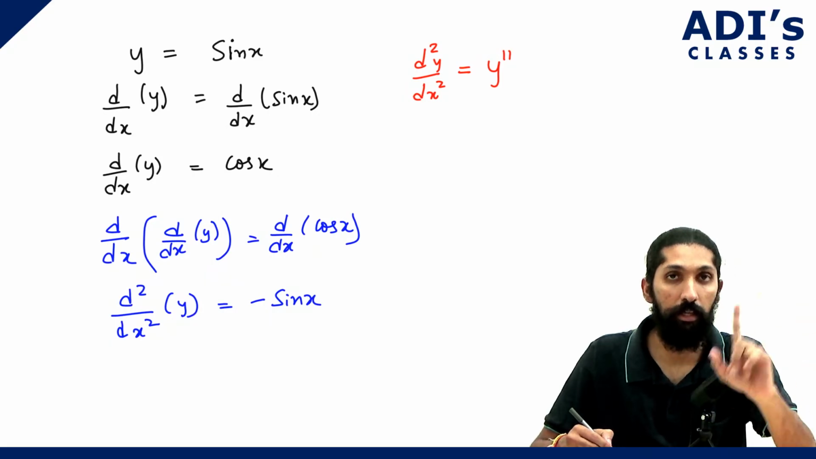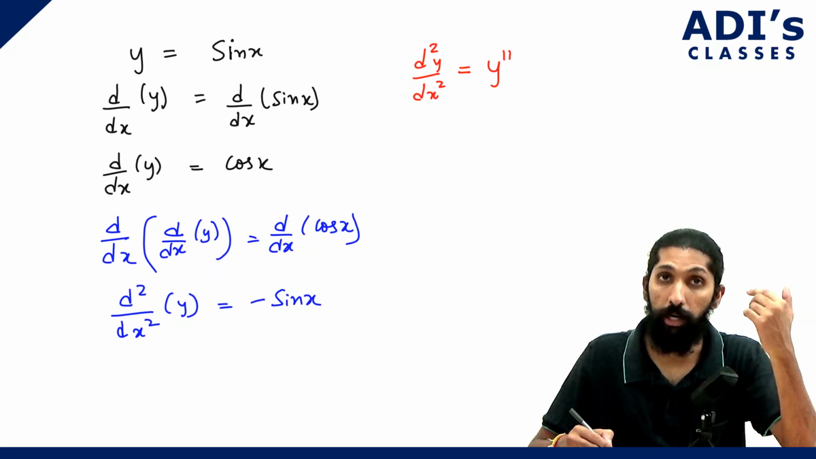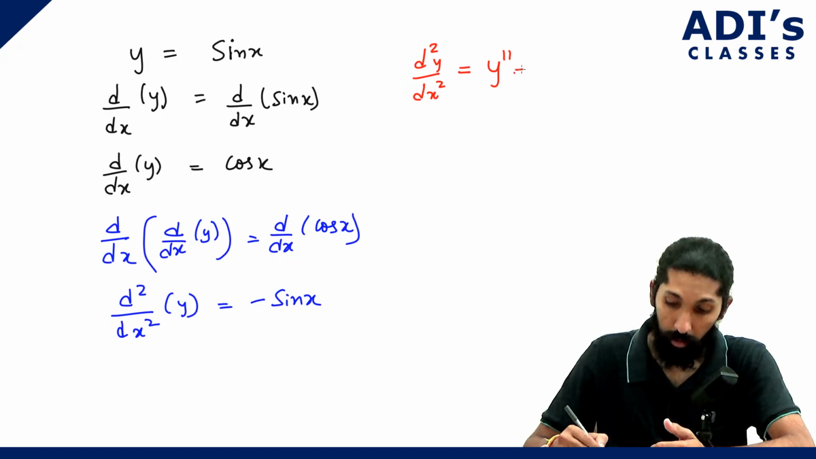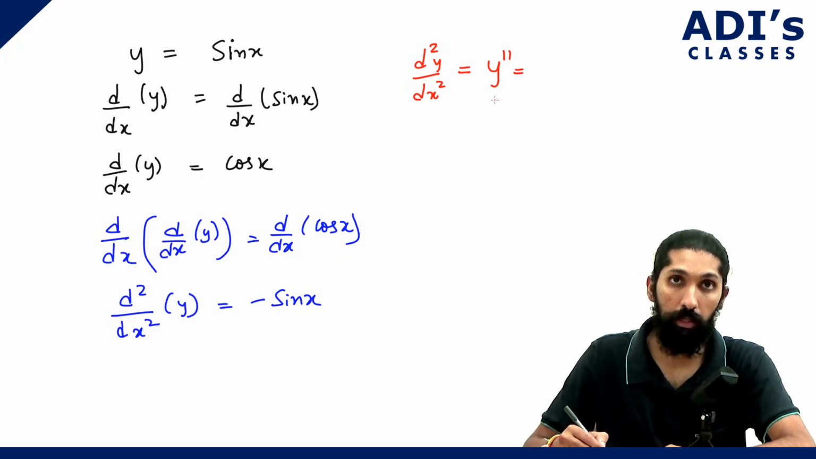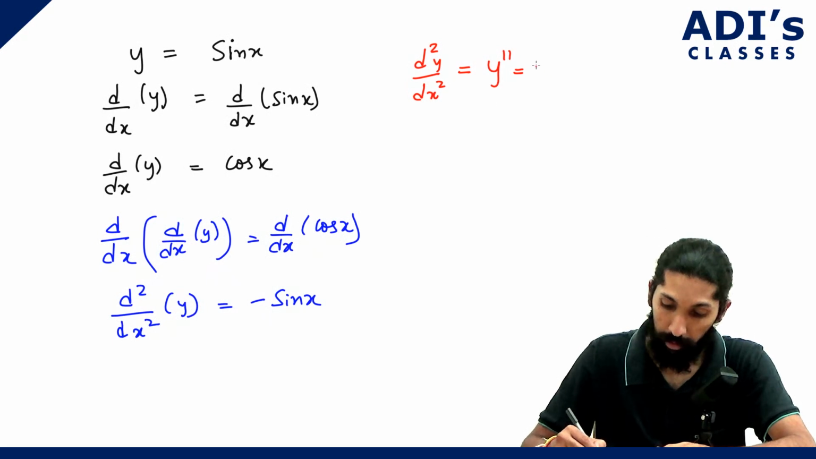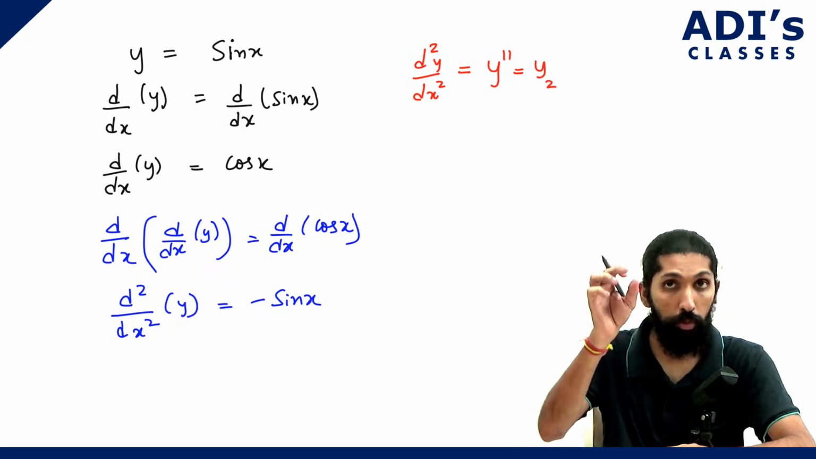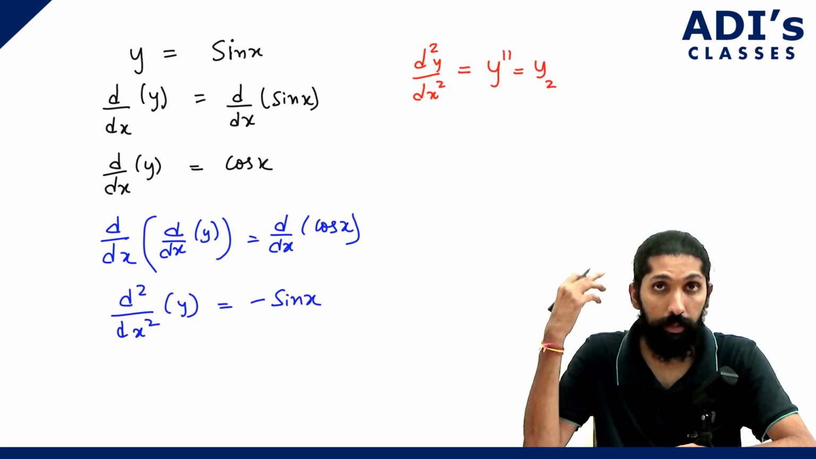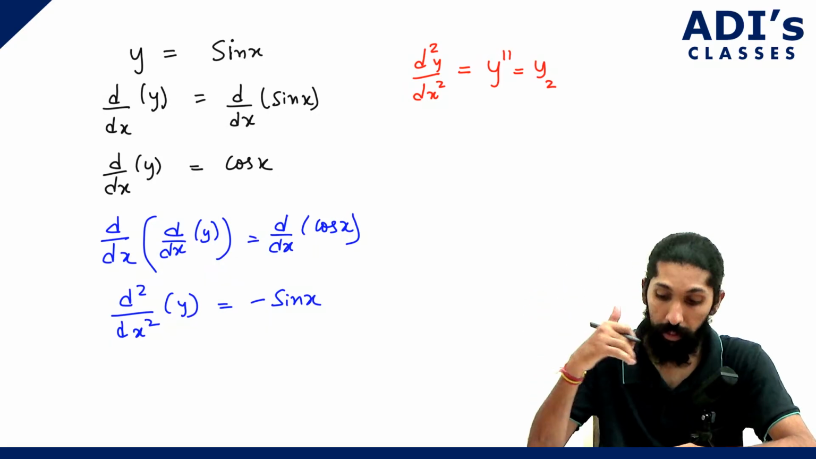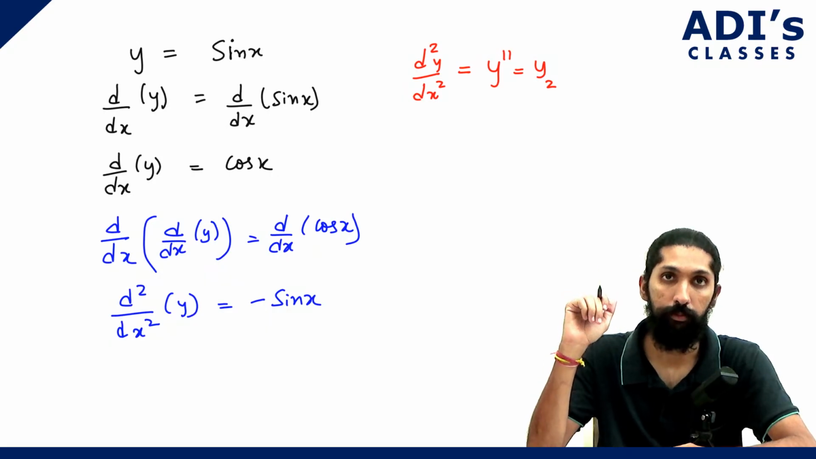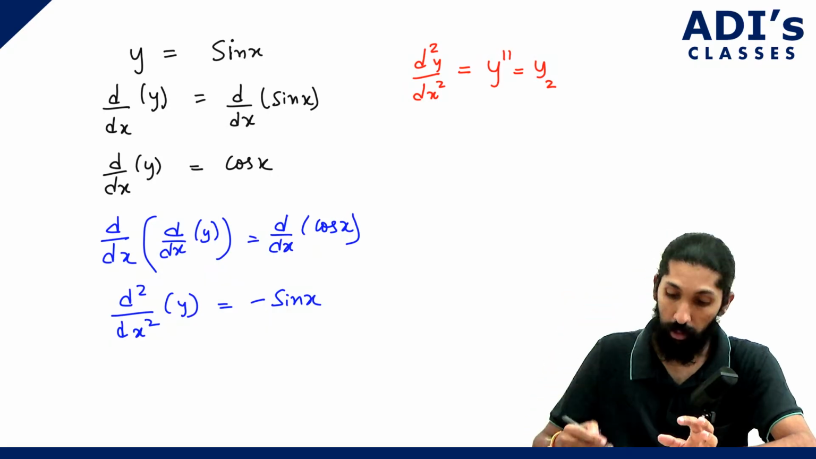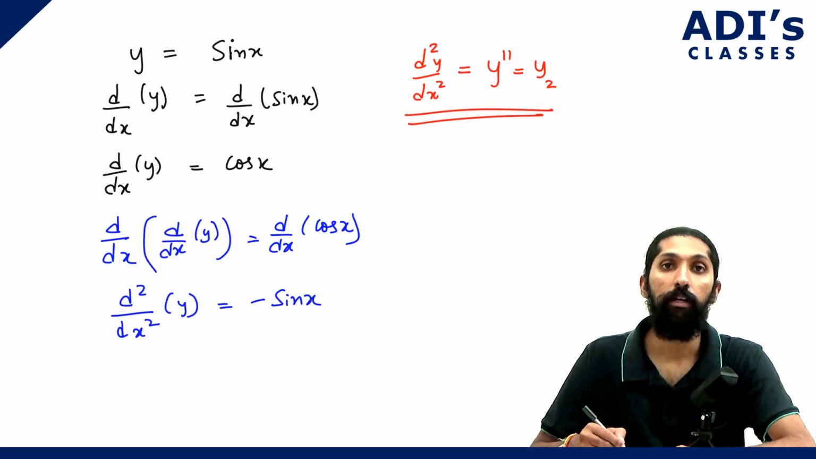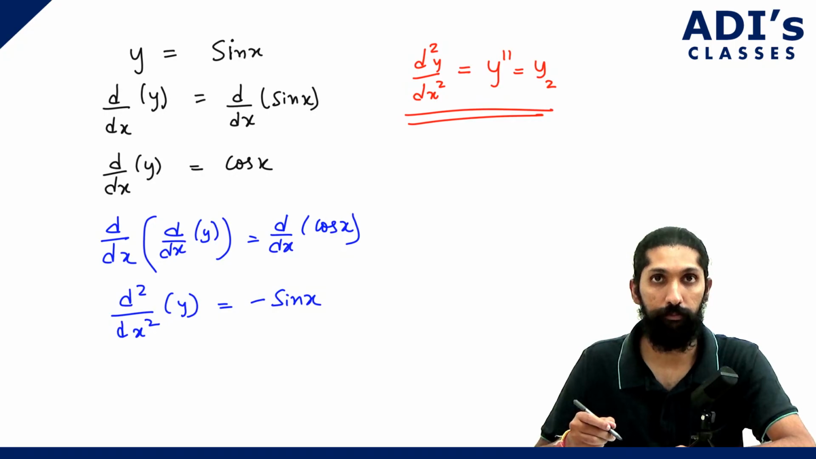Y dash is the single order derivative. Y double dash is the second order derivative. Or we can also write the same thing in another way, which is y2. The 2 is in the subscript, not in superscript. Superscript becomes square, while the subscript becomes y2, the second order derivative. Fair enough? So, these are all different ways of representing the second order derivative.